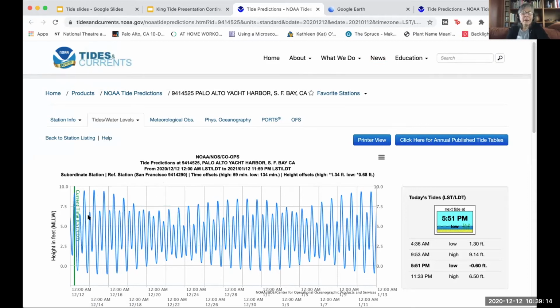And so I just put in Palo Alto Yacht Harbor, which is close to the Interpretive Center. It's just down the road past the parking lot. It's that boat launch out there. And then I put in the dates from December 12th to January 13th.